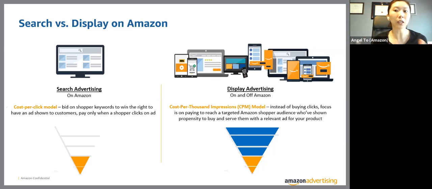The key call out here is that with display advertising, it's available for both endemic and non-endemic. So whether or not you sell on Amazon, you have the ability to leverage display advertising, for the very reason that with display advertising, you tap into behavioral targeting.